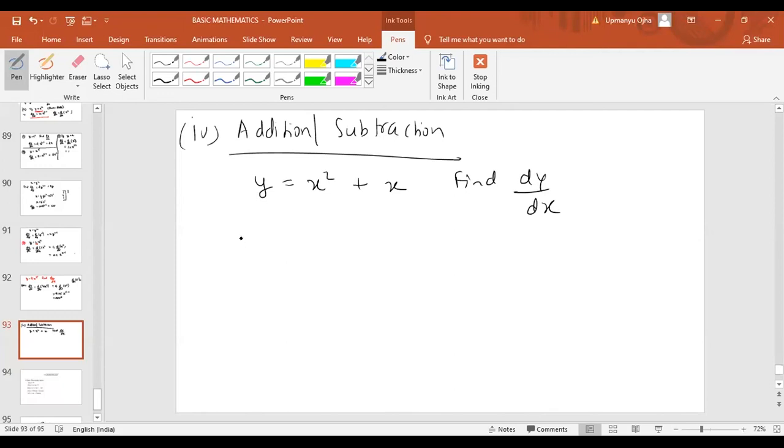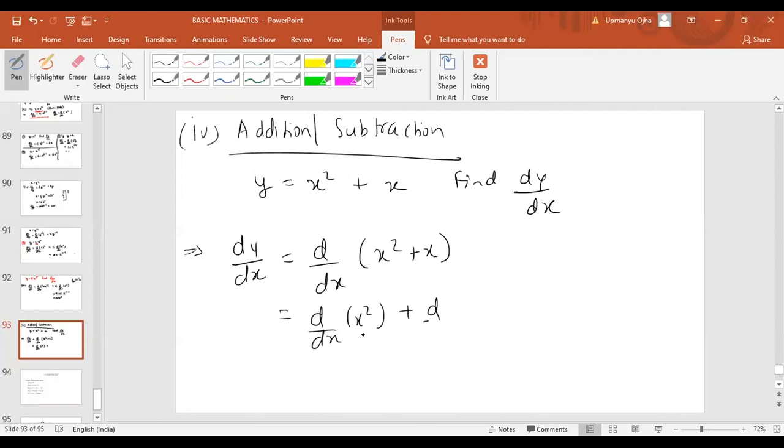Again, dy by dx must be equal to what? d by dx, then you write both the functions, like x square plus x. Now, if addition or subtraction is there, we can apply d by dx separately on both the functions. Like if we apply it here, we get d by dx of x square plus d by dx of x.